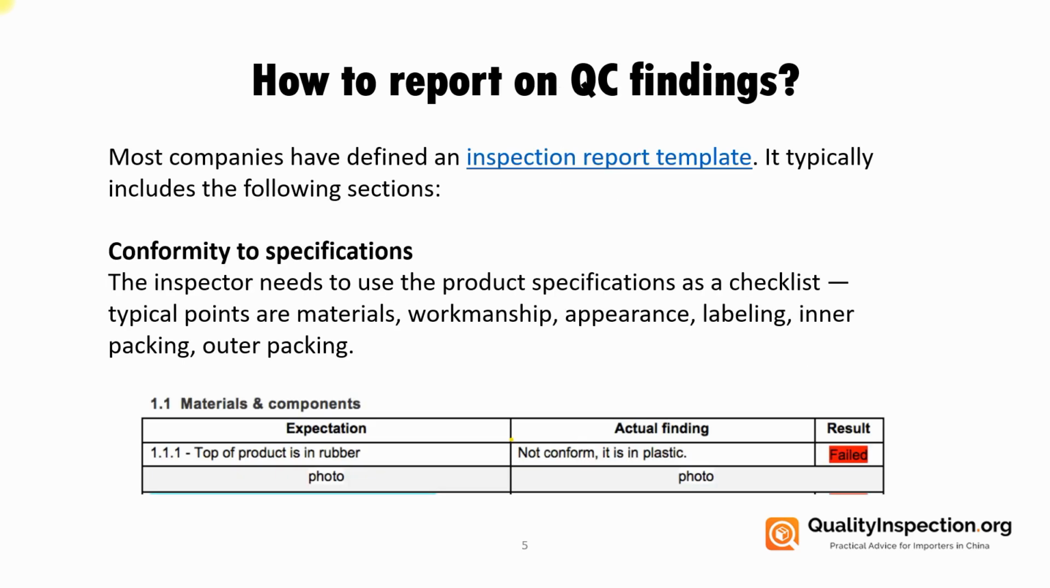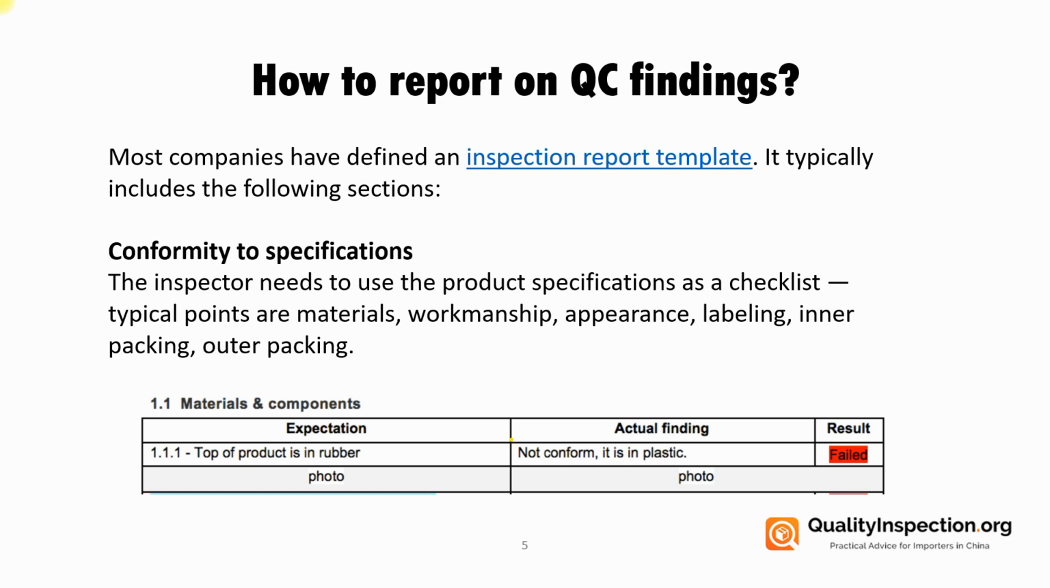How are QC findings reported? Well, most companies have defined an inspection report template. I'll run you through the typical sections just quickly here. So we check the conformity to specifications. Your product specs are kind of a checklist for the inspector, so typical points to be checked are materials, workmanship, appearance, labelling, inner packing and outer packing. You can see some extracts from a template below.